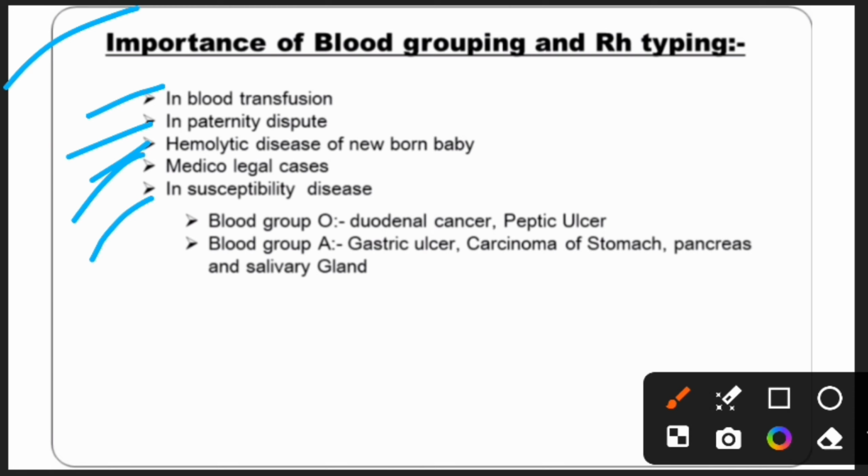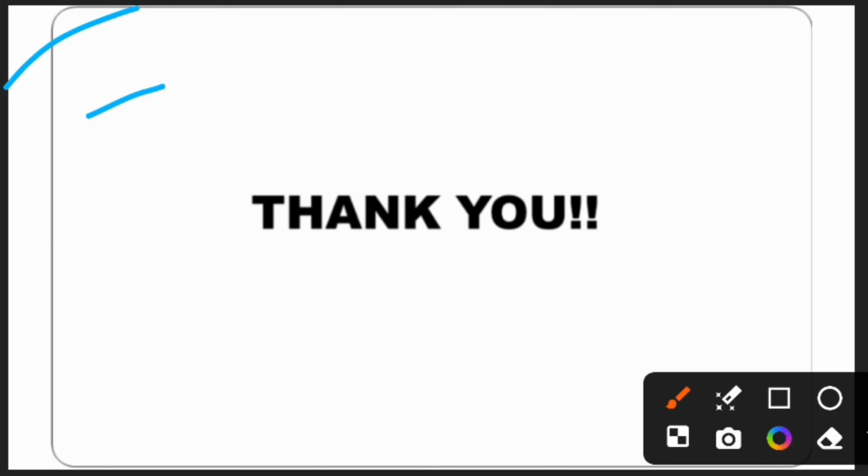Among the O blood group, there are most chances of duodenal cancer and peptic ulcer, and in blood group A, there are most chances of gastric ulcer, carcinoma of the stomach, pancreas, and the salivary glands.